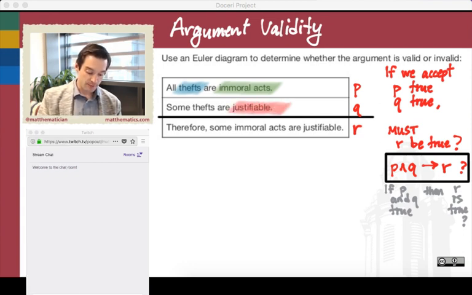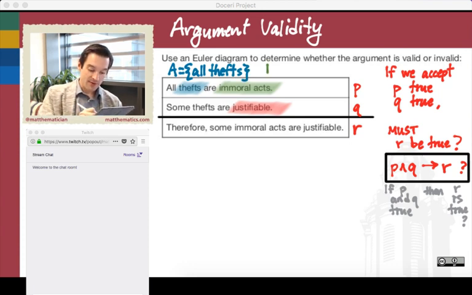And so what I'm going to do is think of these three things as being elements of sets. So A is the set of all thefts. Every theft that has ever happened in the course of human history or ever will happen in the course of human history. B, likewise, is the set of all immoral acts that have ever happened in the course of human history or ever will happen in the course of human history.